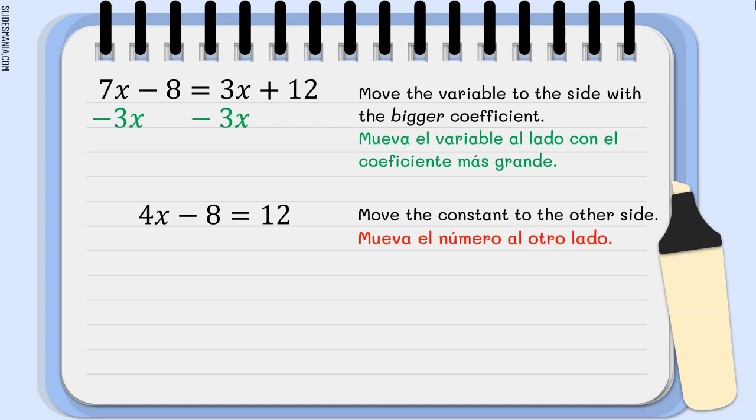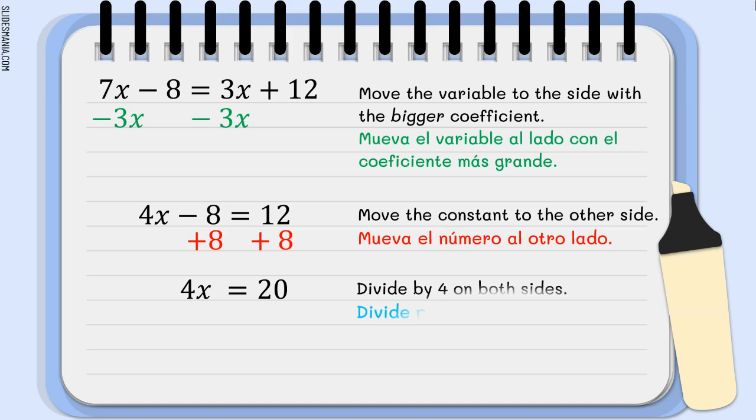Move the constant. Mueva el número. Let's add 8. What's our last step? You got it. Divide both sides by 4. Divide por 4 de dos lados.